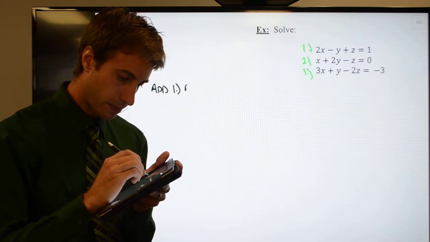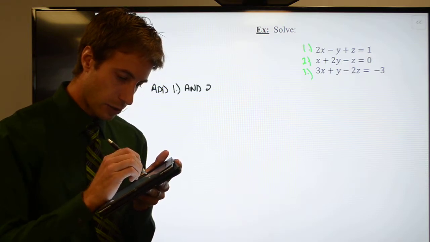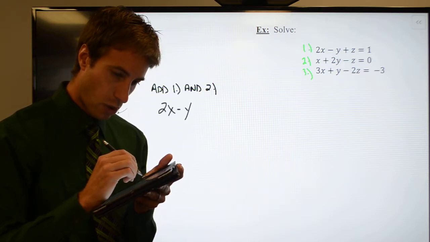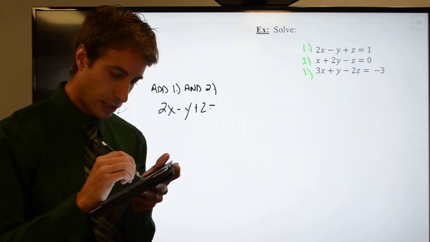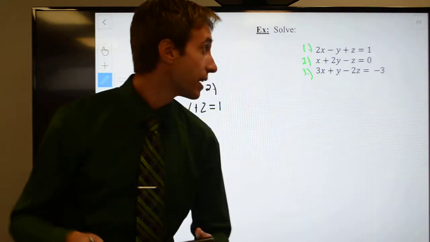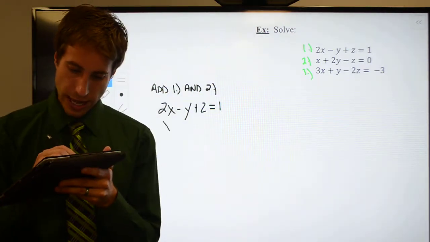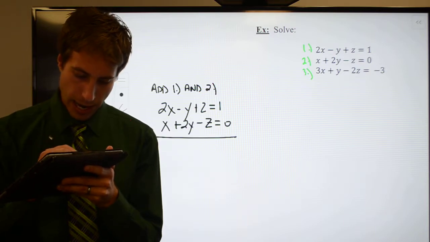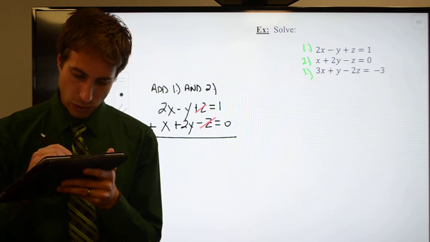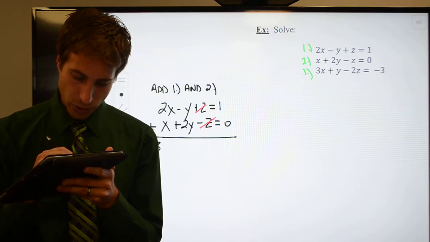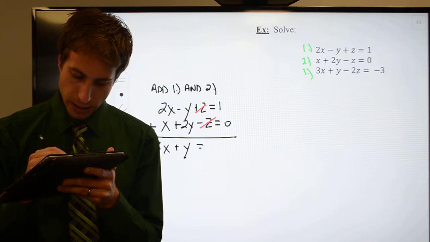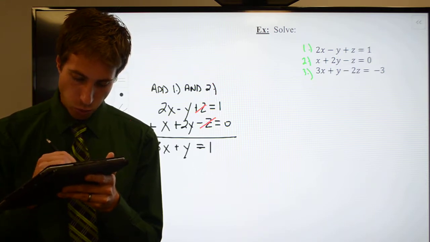Add 1 and 2. That's going to give me 2x minus y plus z is equal to 1. And that's equation 1. Equation number 2 is x plus 2y minus z is equal to 0. We add those guys up. The z's drop out. I get 3x plus y is equal to 1.